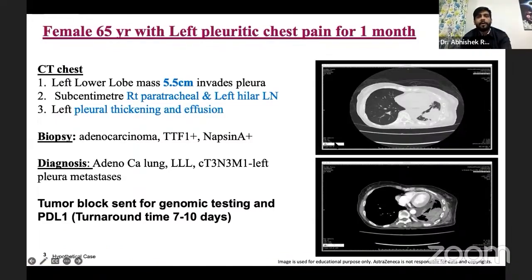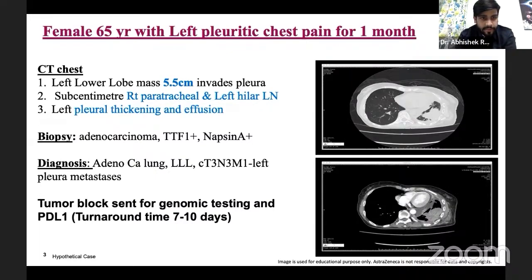So let's begin. Here we have a 65-year-old female with left thoracic chest pain for 1 month. She was evaluated, and as you can see, she had a left lower lobe lung mass, 5.5 centimeters, invading the pleura. There was left pleural thickening and effusion with some mediastinal lymph nodes. Biopsy came out to be adenocarcinoma, TTF1 positive, NAPSIN-A positive. Her staging was cT3 N3 disease and M1 because of left pleural metastasis.